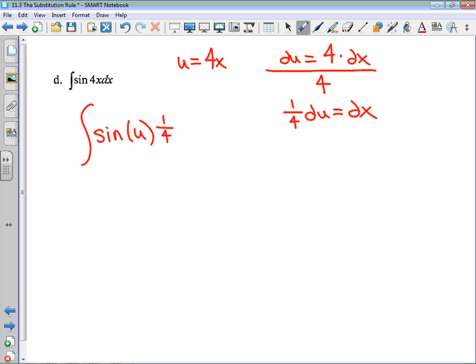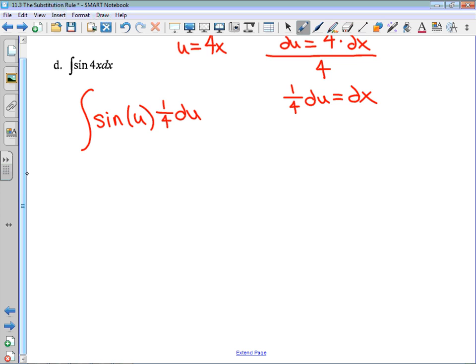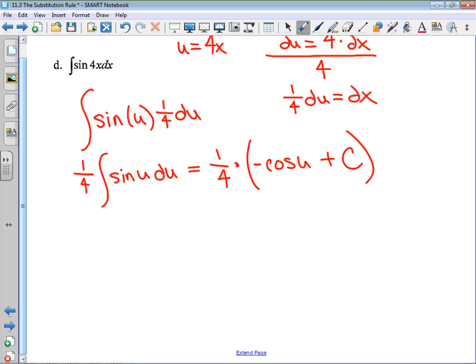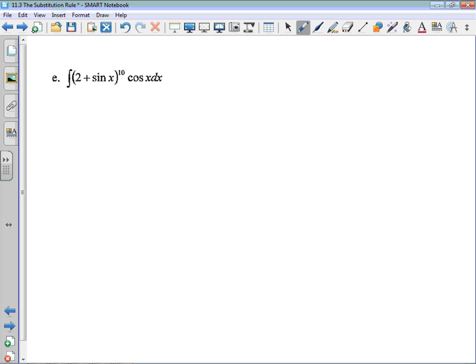So I'm going to multiply that by 1/4 du. But our constant of integration rule means that I can take that constant out. So I'm going to rewrite this as 1/4 times the integral of the sine of u du, and this is equal to 1/4 times the negative cos u plus a constant. Well, I could distribute that 1/4 on. I get negative 1/4 cos u plus c, but u is 4x, so negative 1/4 times the cos of 4x plus that constant. Now, you had that formula already, but it's nice to see that it works through this substitution rule process.